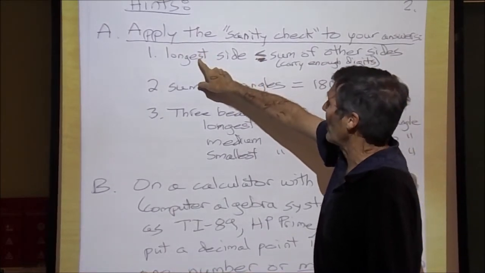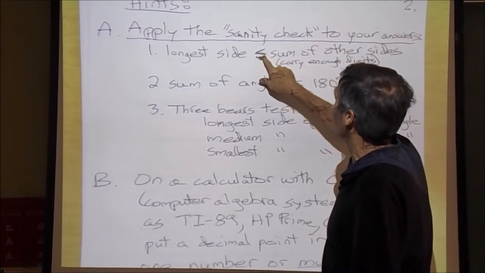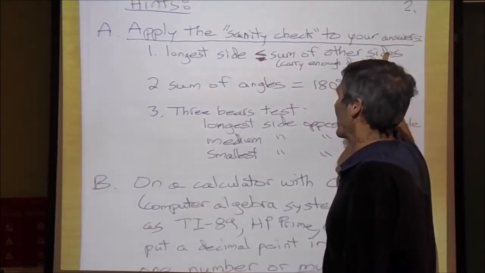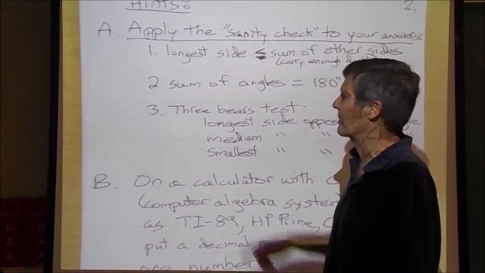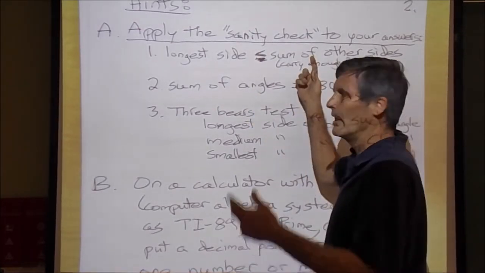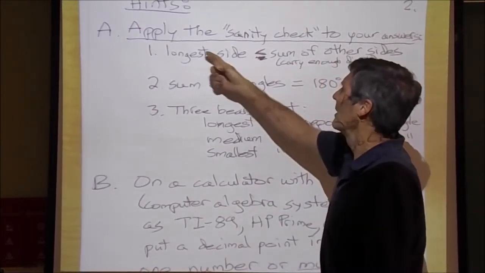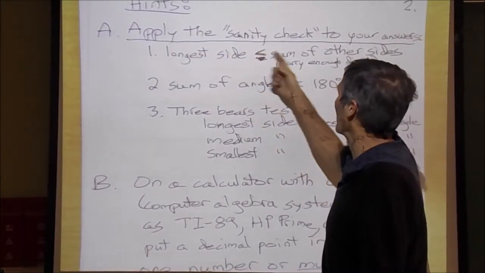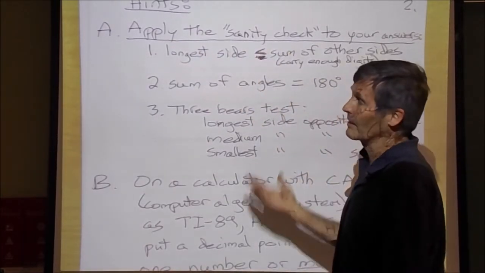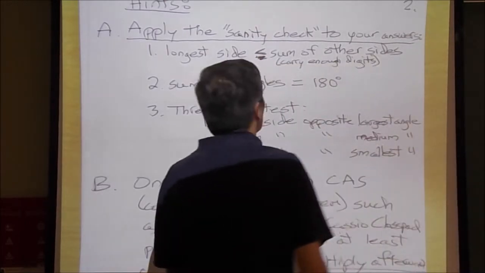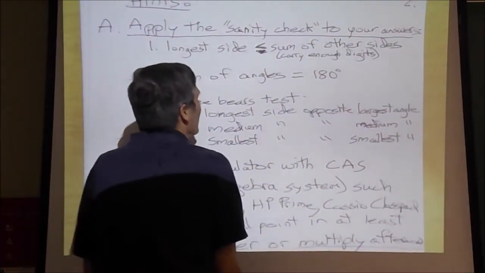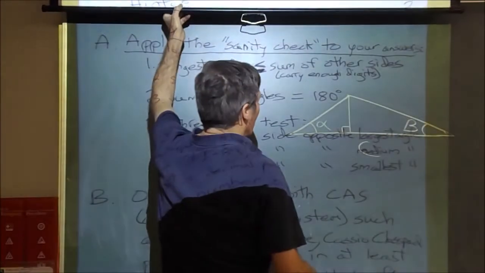The longest side of any triangle is always less than the sum of the other two sides. I started to put less than or equal because what happens in practice is with rounding, sometimes they come out to be equal. If you carry enough digits, then the longest side will always be less than the sum of the other sides. Once in a while they come out to be equal because of rounding. But why would that be? How do you know the longest side is always less than the sum of the other sides?